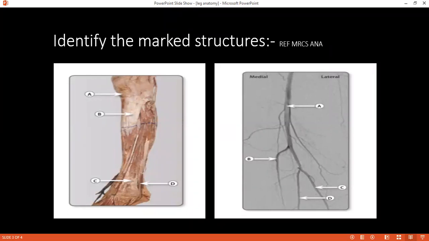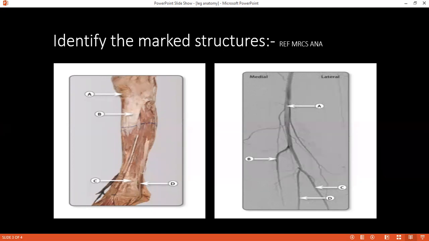Can you please tell me the surface marking of the femoral artery? Surface marking is by the midpoint between the anterior superior iliac spine and the pubic symphysis.